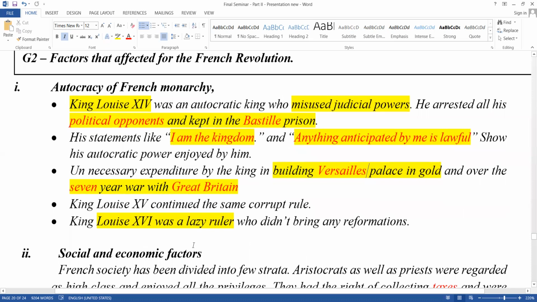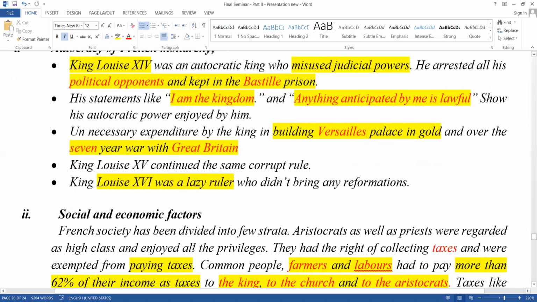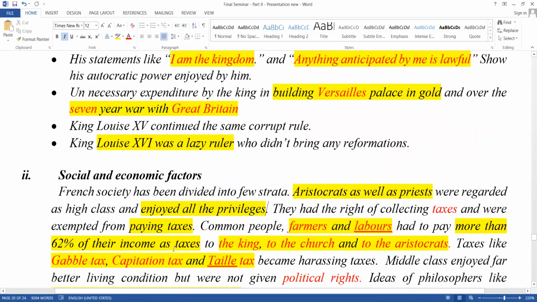Right, then social and economic factors. French society had been divided into a few strata. Aristocrats as well as priests were regarded as high class, and they enjoyed all the privileges. That is also one of the reasons why common people turned against them. Farmers, laborers, and common people were poor. They had to pay more than 62% of their income as taxes, to the king, the church, the lords, and the aristocrats.